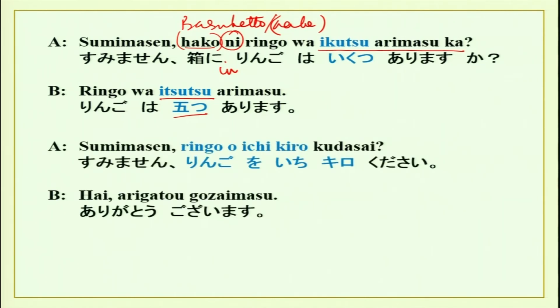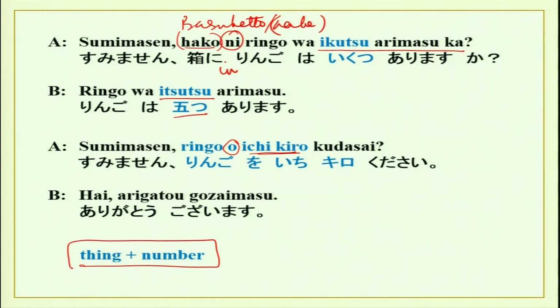Now すみません。リンゴを1キロください。1キロ、1 kg ください。はい、ありがとうございます。The shopkeeper says ありがとうございます。So what can you figure out from here? What is important? Important is thing plus number. Please remember. Always リンゴを1キロください。1キロリンゴをください is also okay. It is used informally, but the correct sentence construction would be thing plus number. Make sentences like this and practice with your partner.